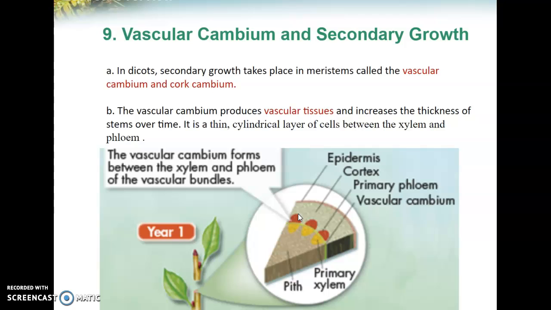We're talking specifically about dicots here. Vascular tissue is made by a ring of tissue called the vascular cambium. Here it says the vascular cambium makes or produces vascular tissue, and it increases how thick the stem is over time. So this little green ring, that is the vascular cambium. On the inside of the vascular cambium, new layers of xylem are made. On the outside, new layers of phloem are made, and the phloem is in red, the xylem in yellow. As the branch gets older and thicker, it's because new layers of these two cell types are made. Xylem on the inside, phloem on the outside.